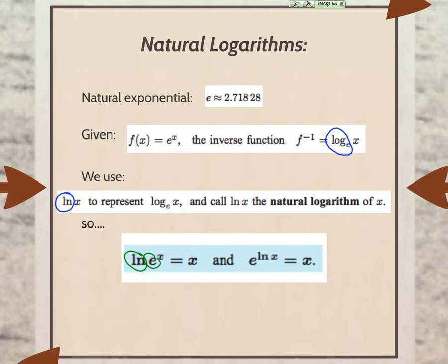And it also works the other way, so if I have e raised to an exponent of ln x, those cancel out, and all I would have left is x.